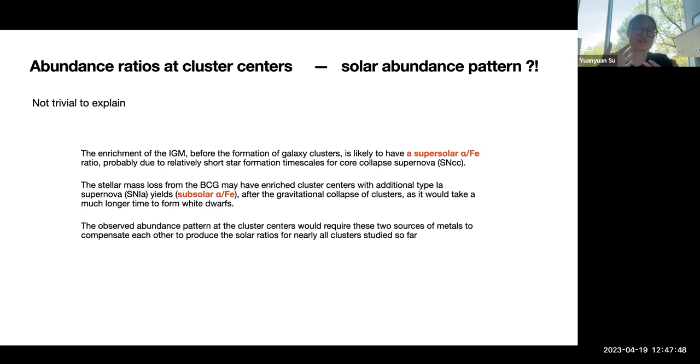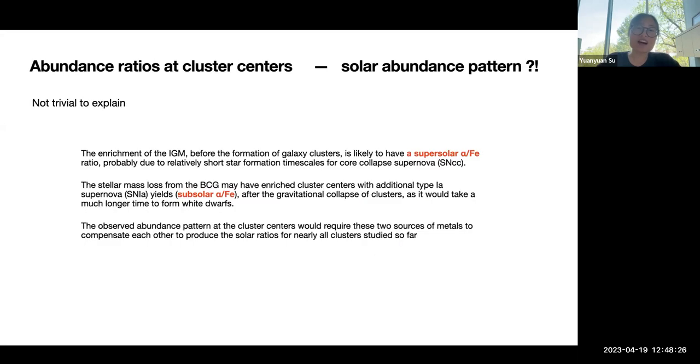Then again, it has also been enriched by some early enrichment, and because it's so early on, we believe it has a super solar alpha to iron abundance ratio. But somehow those two sources manage to exactly compensate each other to produce the solar abundance ratios for nearly all clusters we studied so far, and for nearly all the abundance ratios we look at so far. That's quite a coincidence. So that's for the cluster centers.